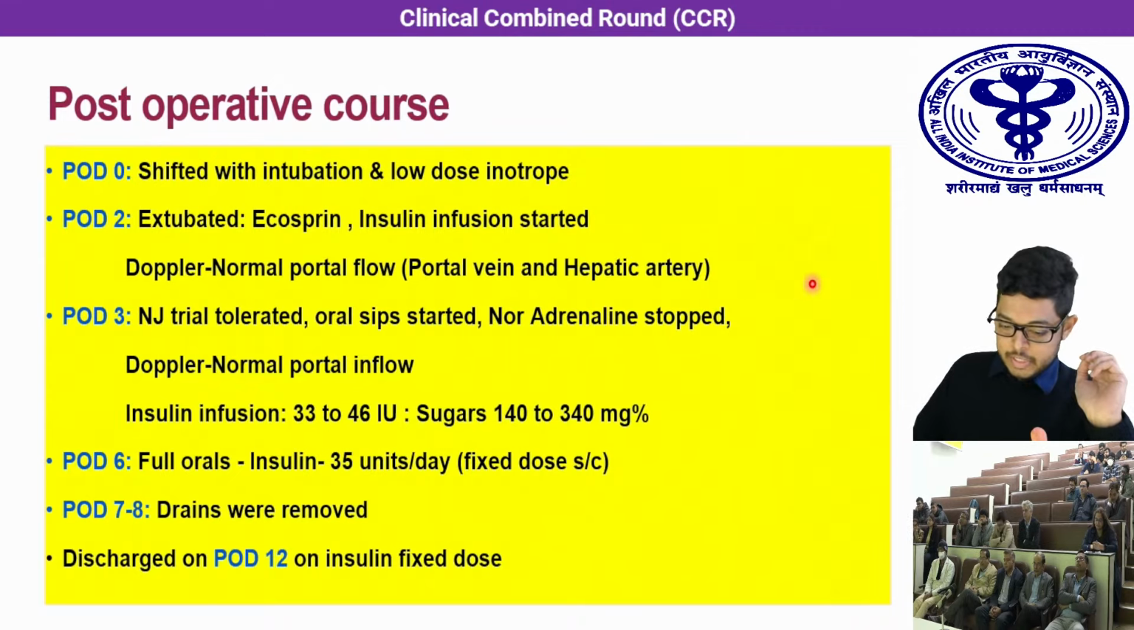On postoperative day 3, a jejunal trial was tolerated, and oral sips were also started simultaneously. Her noradrenaline had been stopped by then. Again, a Doppler yielded normal portal flow. Insulin infusion was in the range of 33 to 46 international units, and blood sugar was 140 to 340 milligram percentage. On postoperative day 6, she was fully orally allowed, and fixed dose insulin was started. It was 35 units per day. The drains were subsequently removed on POD 7 and 8, and she was discharged on POD 12 on fixed dose insulin.